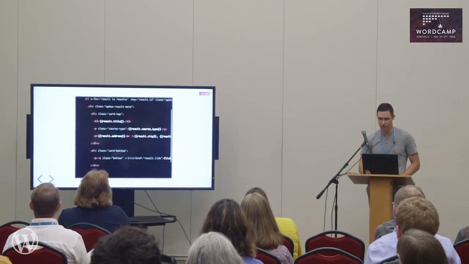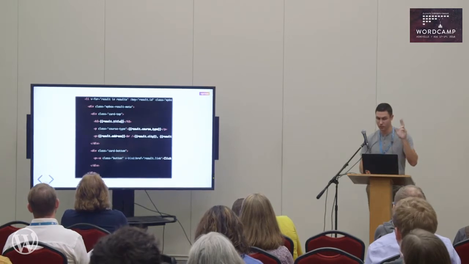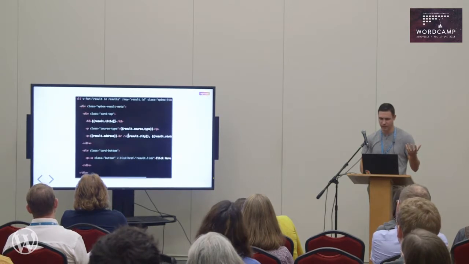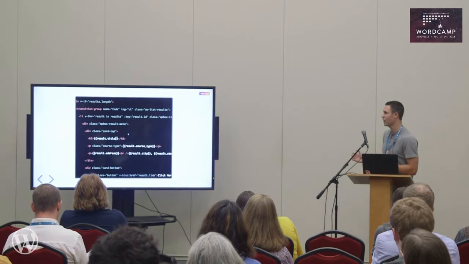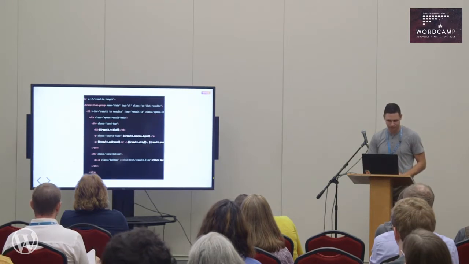So I've got my double curly brace syntax there. I've got the title of the golf course, which is my result.title, course type, address, things like that. So it doesn't look too crazy. When you're looking at it, you can kind of see what's going on. It's somewhat readable. That's another great thing that I really enjoy about Vue.